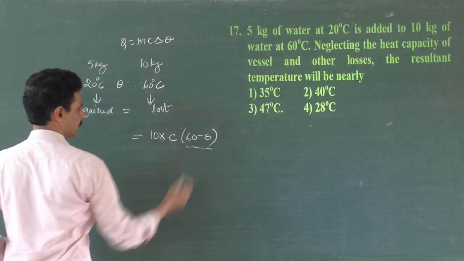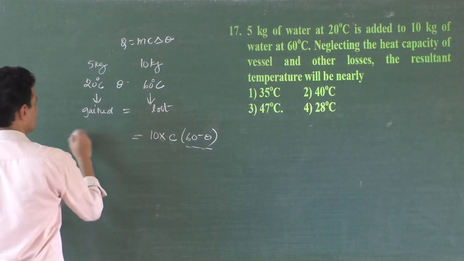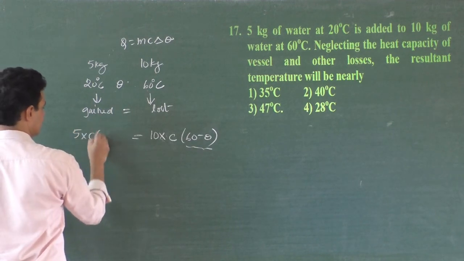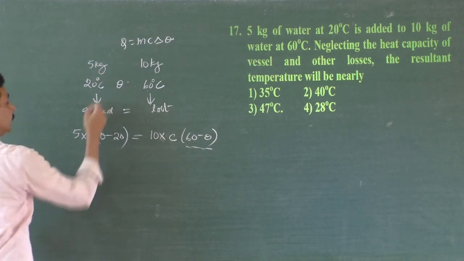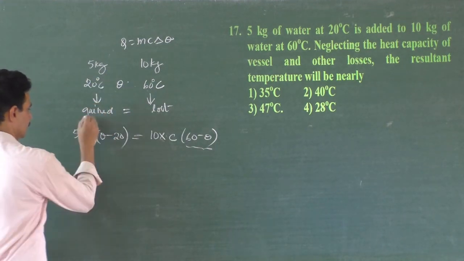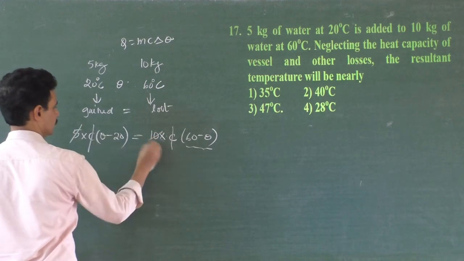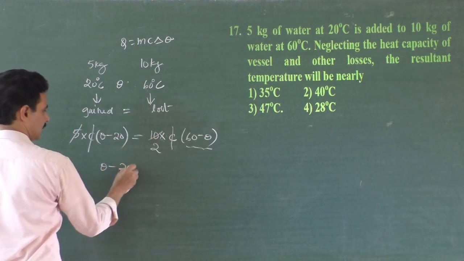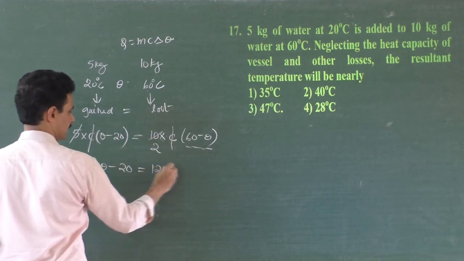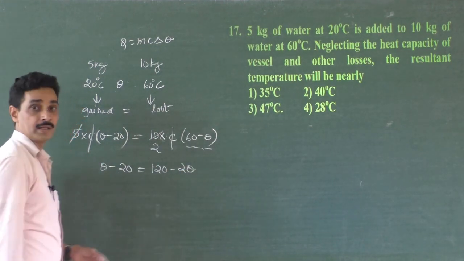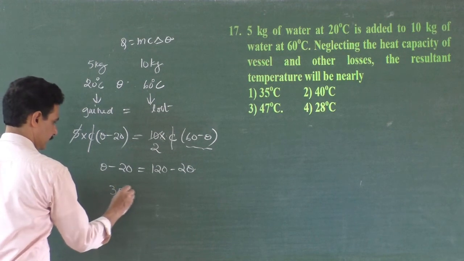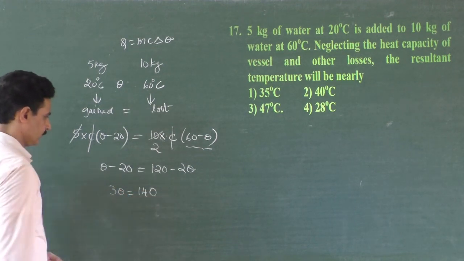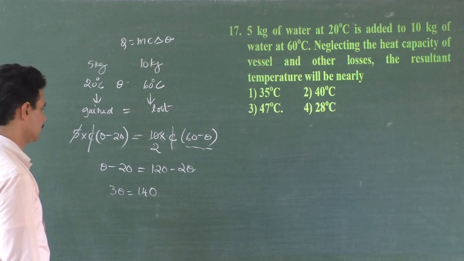This is the only part where you have to be extremely careful. Mass 5, specific heat C, but theta minus 20, theta is greater. This will heat up by gaining the heat energy. C gets cancelled, 5 twos. Theta minus 20 is equal to 120 minus 2 theta. What else then? 3 theta, 140. Are you getting some odd answers?